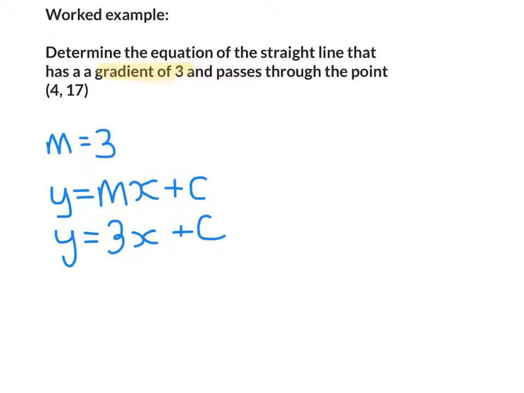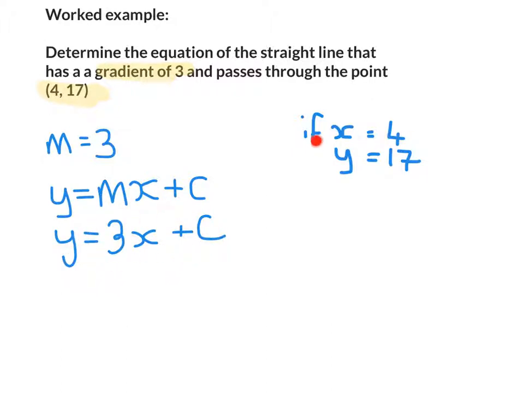And we're going to use the second important piece of information from our question, which is that it passes through the point (4, 17). And because it passes through this coordinate (4, 17), we know that when the x coordinate is 4, the value of y is 17. And what we can do with those numbers is substitute these values of x and y into our equation over here, and we can use that to help find the value of c.